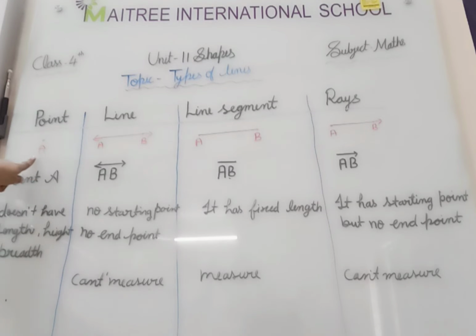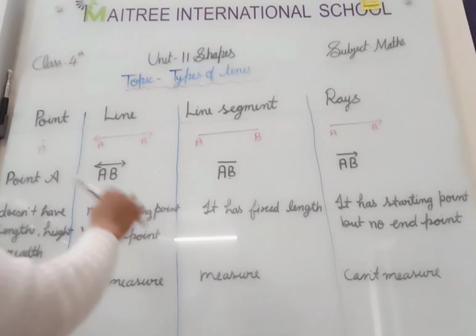First, point. This is the point A. It tells us the exact location. What does the point tell us? A point tells us the exact location, and a point doesn't have any depth, length or height. And how will we indicate the point? If we are writing point A, we write POINT, point A. In this way we indicate the point A.